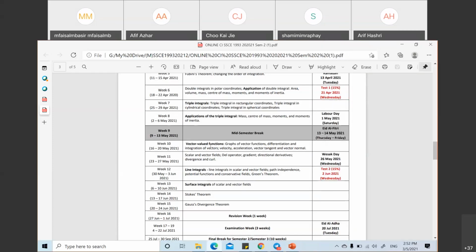So I stop here. So after mid-sem break will be the vector value function. Okay, is it okay?